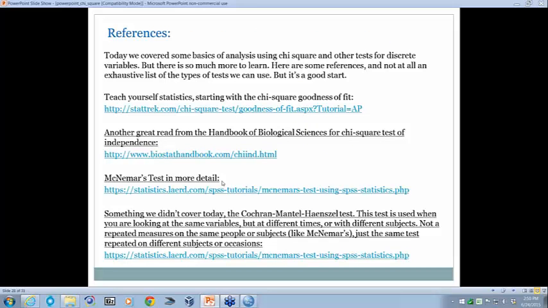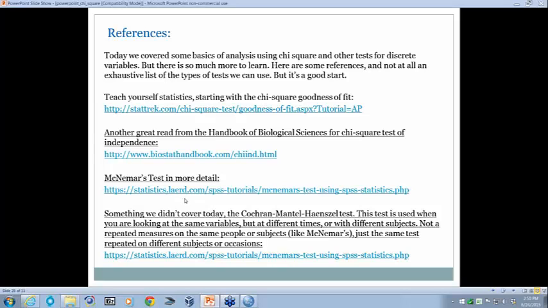Oh, here are some references. Okay, so you can teach yourself statistics. Just start with the chi-square. Actually, StatTrek is great. Check out that site. You can learn a lot about a lot of things. It's in nice plain English, makes it really simple. Handbook of Biological Statistics is another great online resource. And here's something about the chi-square. McNemar's test in more detail.